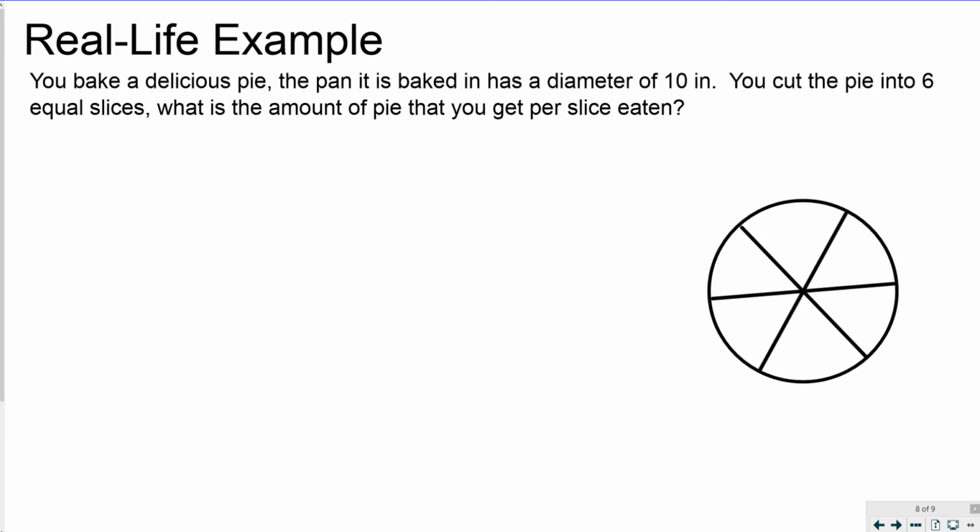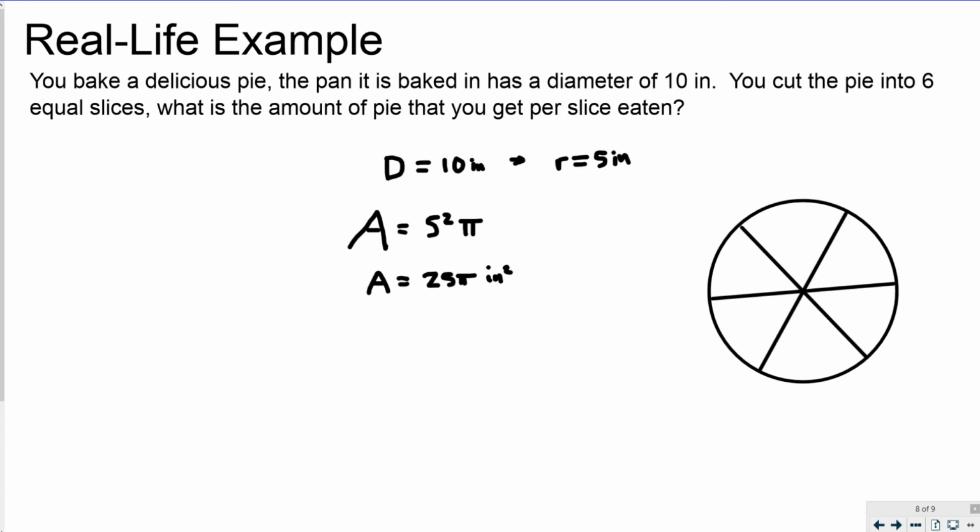So we're going to go ahead, and we know that the diameter is 10 inches. So that implies that the radius is 5 inches. And we're moving directly to that measurement because we need the radius for the area calculation. Area is equal to 5 squared times pi. So the area is equal to 25 pi inches squared.